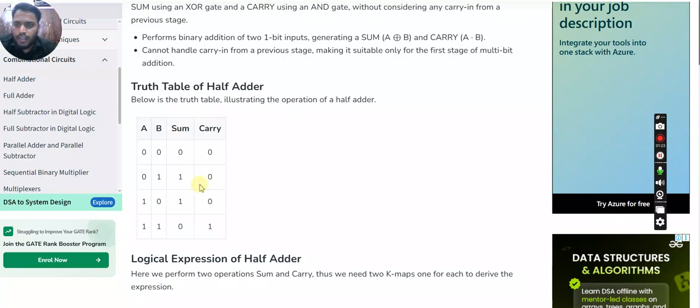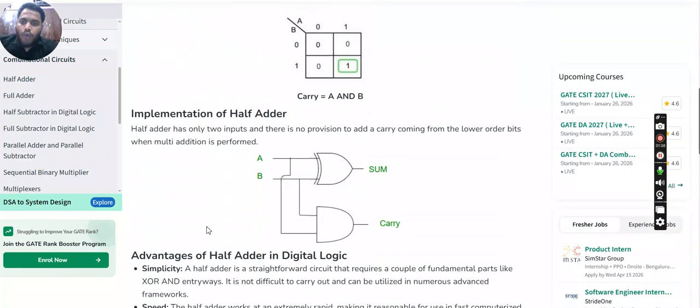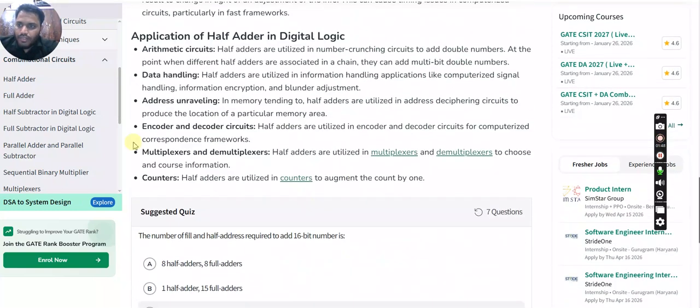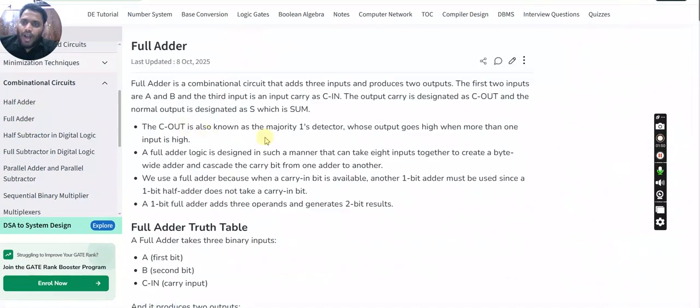For sum we write A XOR B, so only when these two inputs are different will the output be 1. For carry, only when both the inputs are 1 will the output be 1. So that is the expression for carry, which is the AND gate. So how do we make a half adder? For sum we have A XOR B, which is the XOR gate, and for carry we have A AND B, which is the AND gate. So that is the simple equation of the half adder.